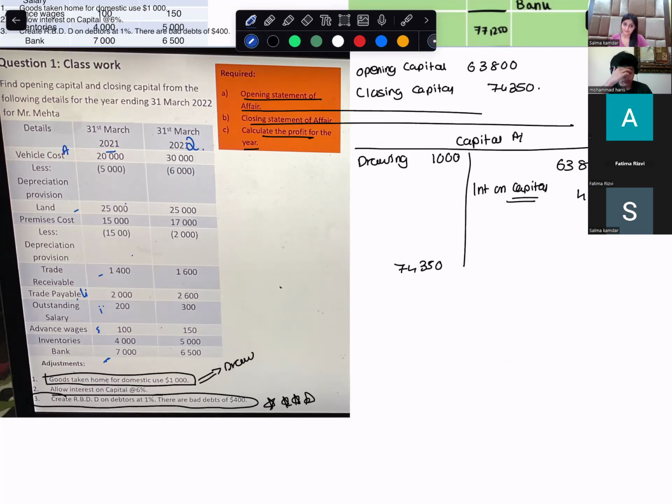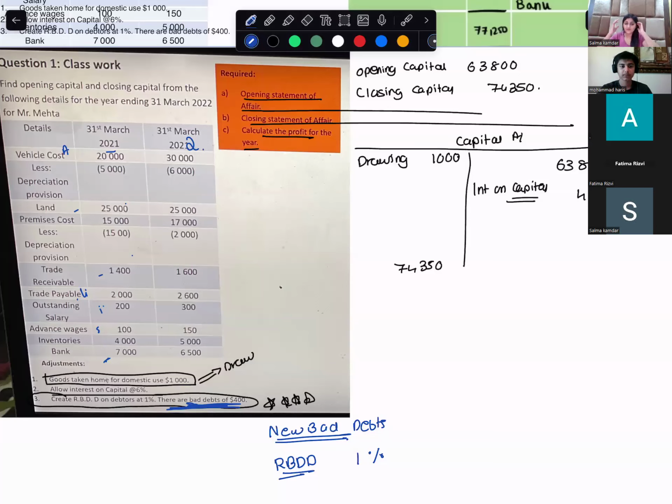So trade receivables. Just 400 bad debts. Was this new bad debts? Yes, I think so. Fatima, was this new bad debts? $400 is new bad debts. And RBDD, reserve for bad and doubtful debts, is 1%. So this is RBDD 1%. Tell me, minus new bad debts, minus new RBDD is done where?